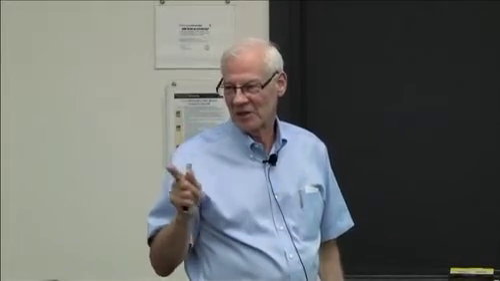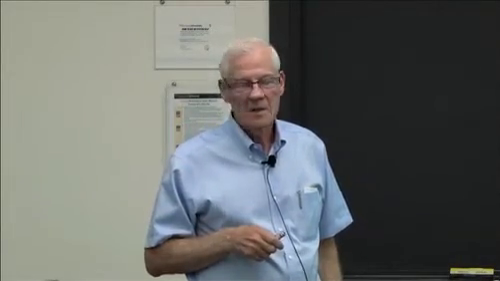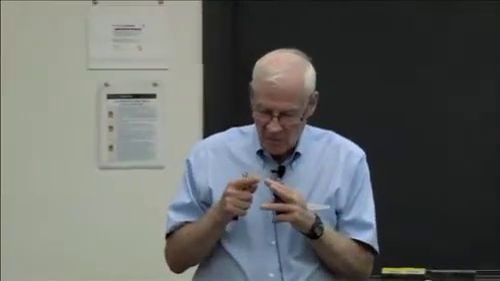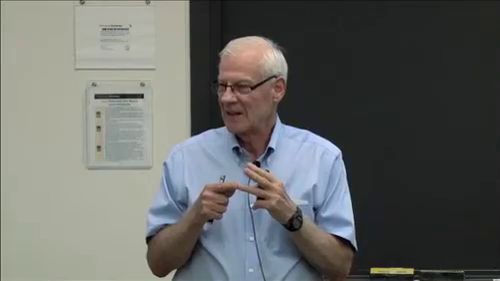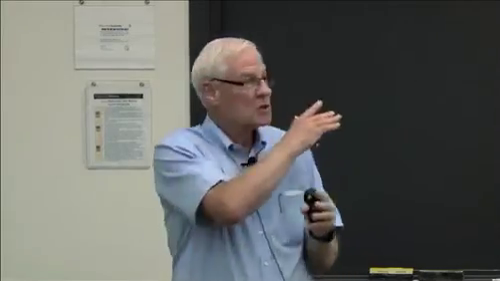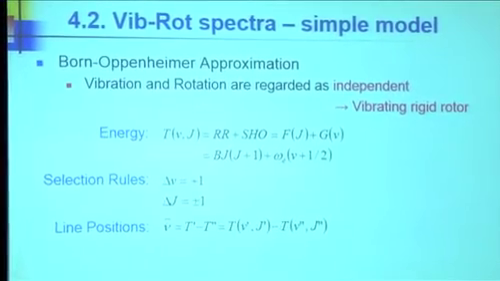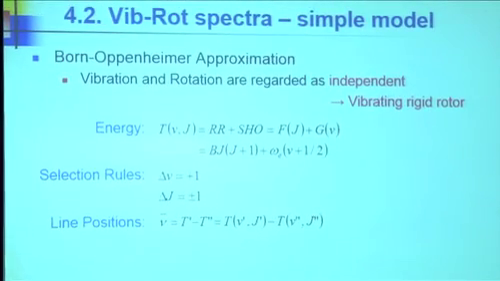If it's pure rotation, J upper and J lower always differ by 1. But when I start from here, Vj, and I go down here to V, now J has two choices, and I get two branches. They're called P and R. And sometimes the rule is that you can have delta J of plus 1, 0, or minus 1, and then you have 3 branches. When there's only 2, it's P and R. If there's 3, it's P, Q, and R. So the selection rule changes now. You always go down in energy for emission, but J can go up or down 1 unit.